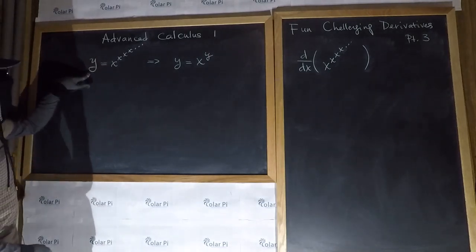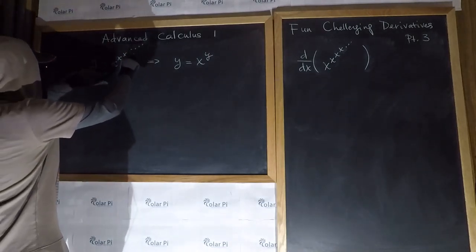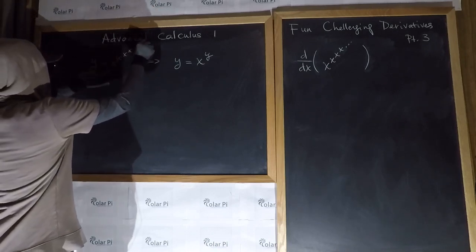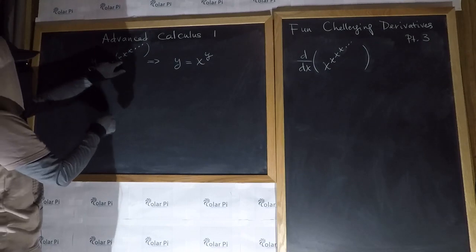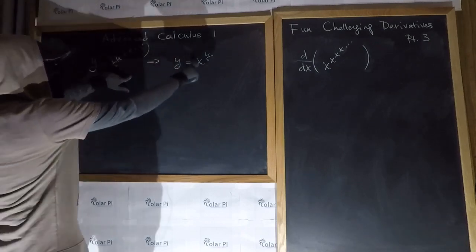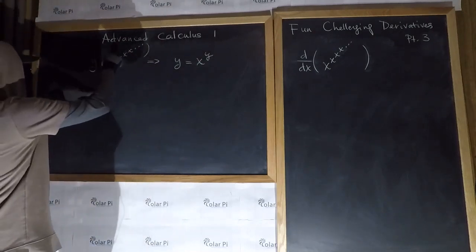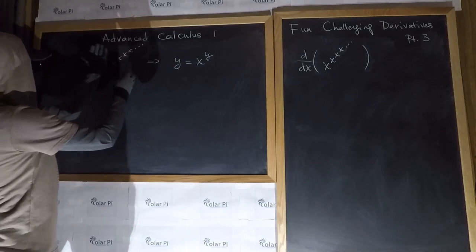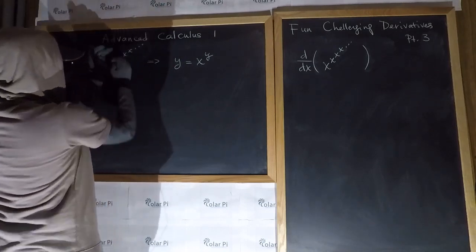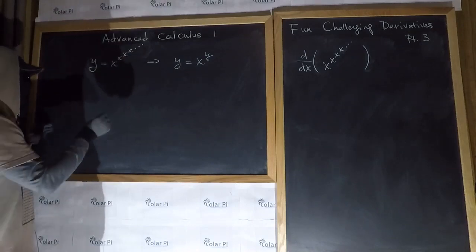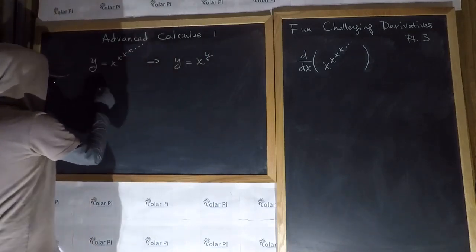Because we said y is x to the x to the x to the x ad infinitum. But then this here, which is x to the x to the x to the x ad infinitum, is y. If y is this here, well, this here is also y, and so that's why I'm able to do this. Okay, and then next we take the natural log of both sides of this.